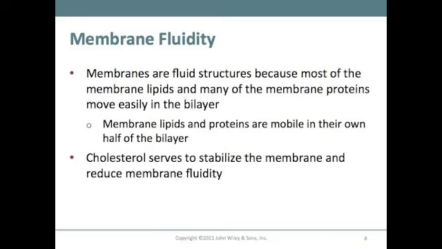Membrane fluidity depends on both the number of double bonds in the fatty acid tails of the lipids that make up the bilayer and on the amount of cholesterol present. Each double bond puts a quote-unquote kink in the fatty acid tail, which increases membrane fluidity by preventing lipid molecules from packing tightly in the membrane.